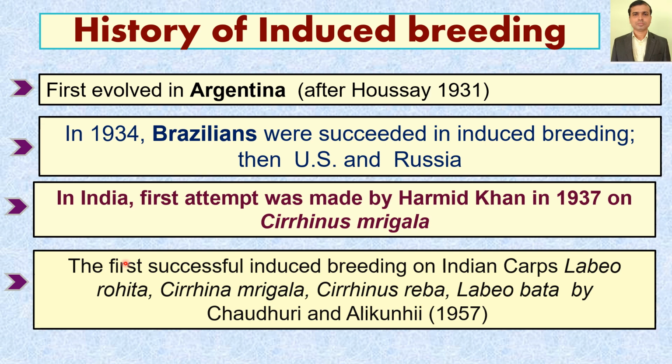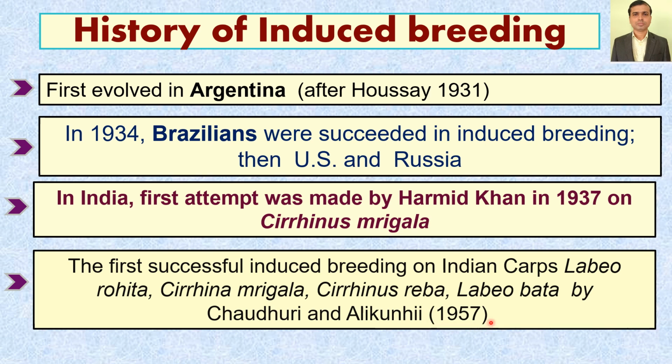In between, in 1955, Sundararaj tried the breeding of Indian minor carps, namely Esomus danricus and Puntius ticto, using the hypophysation technique. Ramaswamy and Sundararaj in 1956 had done the experiments on catfish, Clarias magur and Heteropneustes fossilis. But the first successful induced breeding in Indian major carps, Labeo rohita and Cirrhinus mrigala, and minor carps, Cirrhinus reba and Labeo bata, was carried out by Chaudhuri and Alikunhi in 1957.